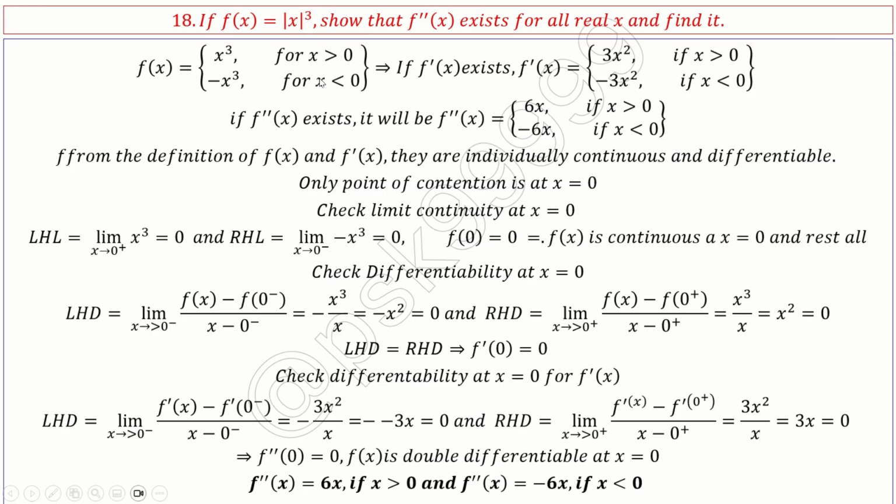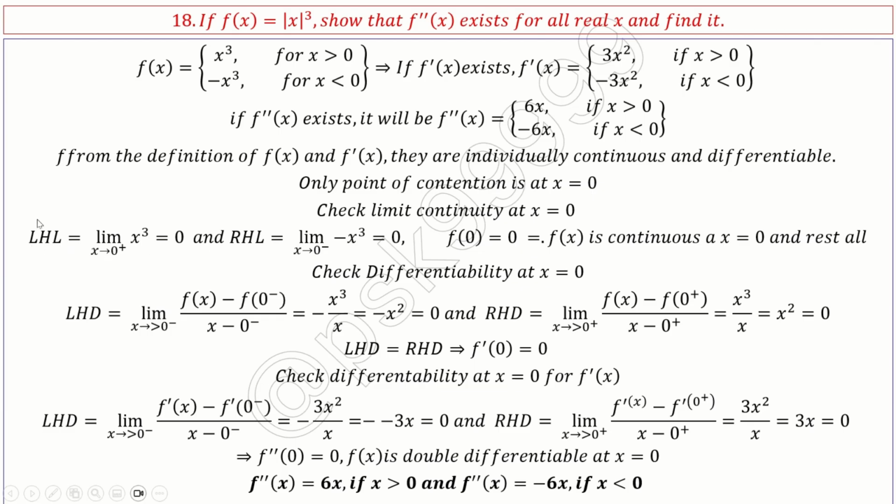Only thing is we need to check if they are continuous and differentiable at the junction, that critical point, which is x equal to 0. Correct, that is the only thing we need to check. Okay, the point of contention is at x equal to 0. So let's check continuity at x equal to 0 first.